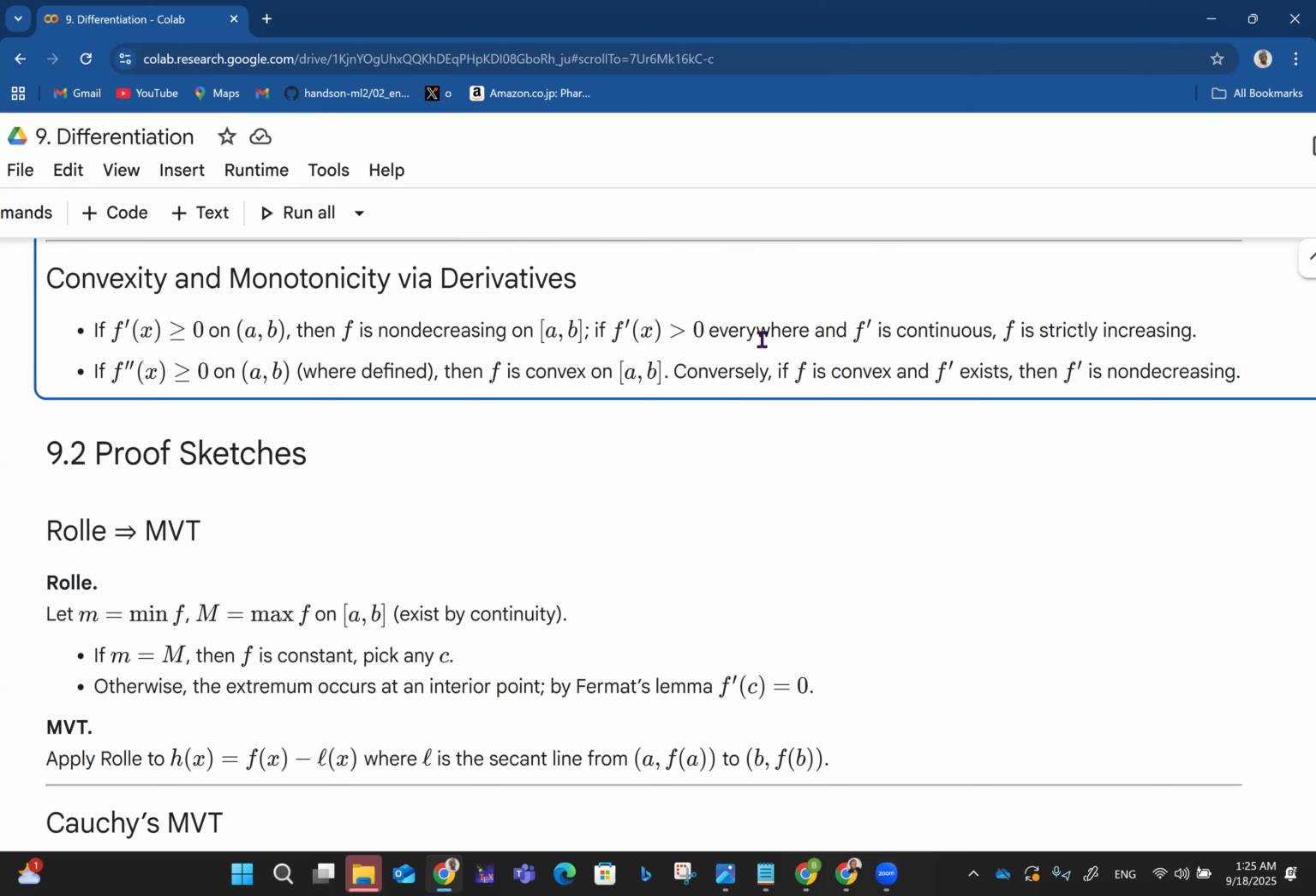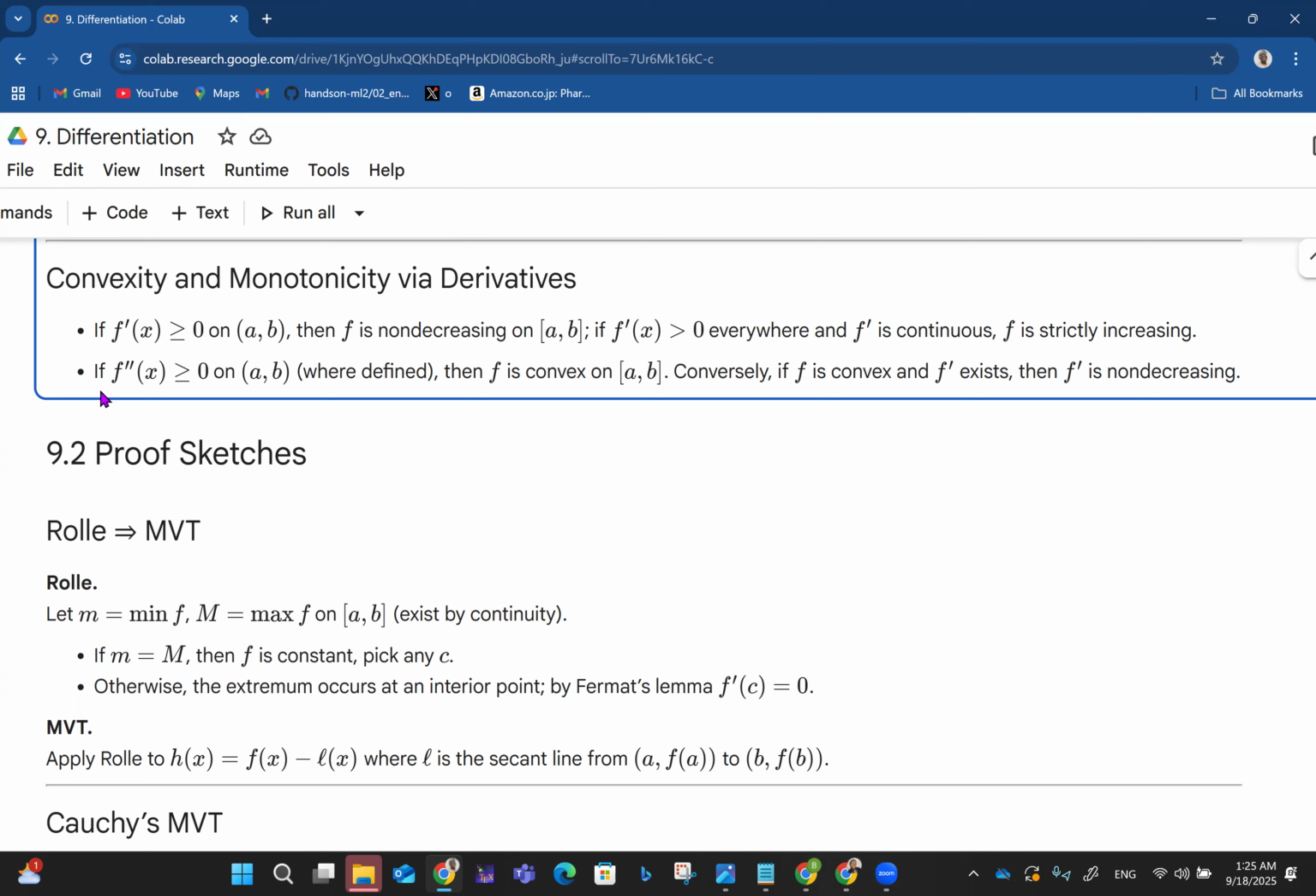And if f'(x) is greater than 0 everywhere and f' is continuous, then we say f is strictly increasing, because we don't have that equality part there. All right, that's talking about convexity and monotonicity via derivatives.